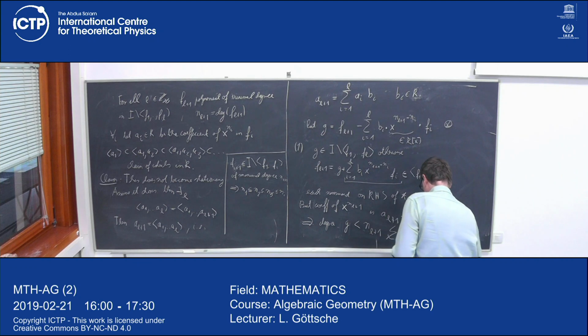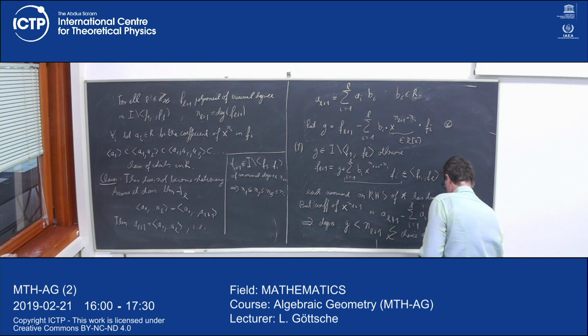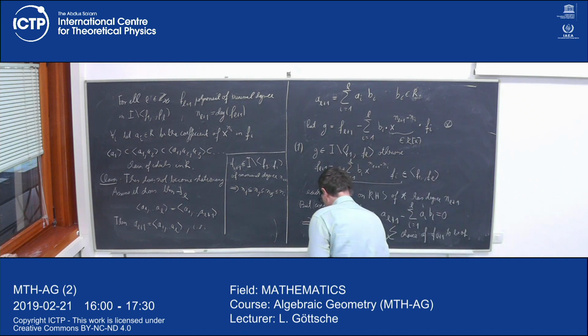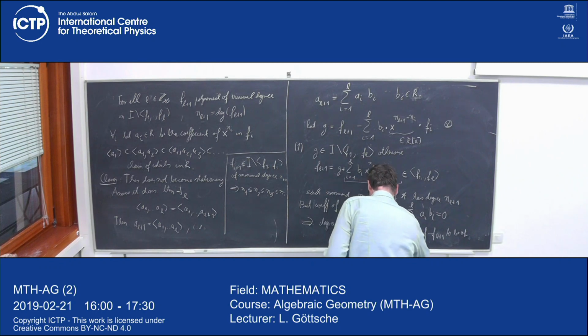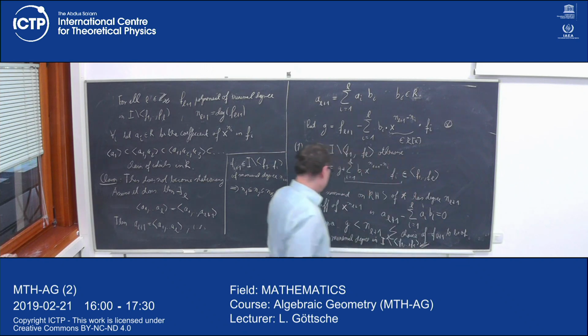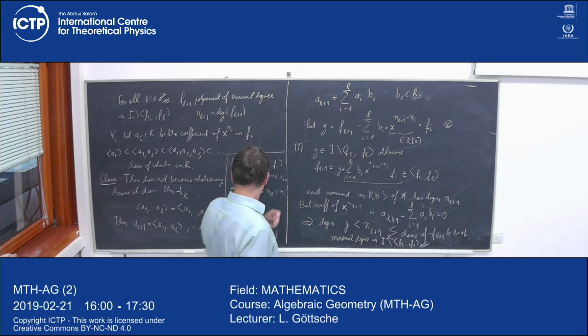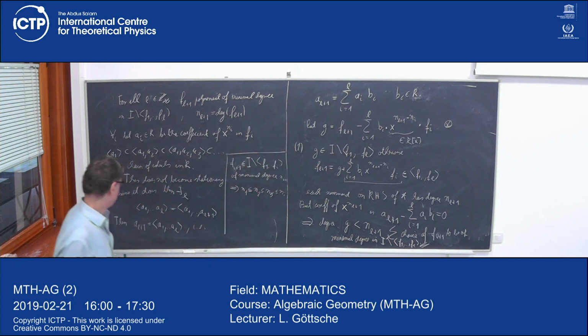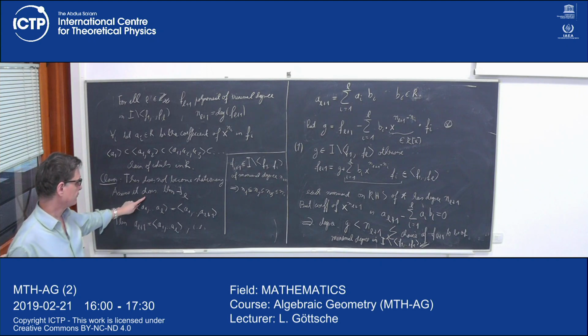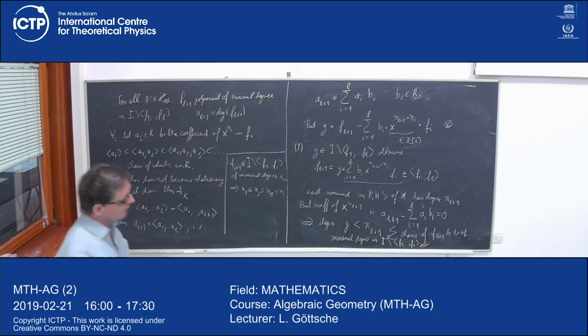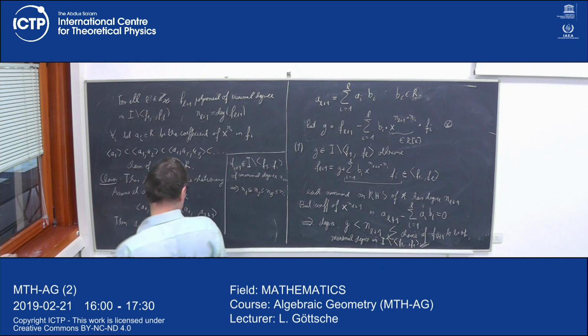It's a contradiction to our choice of f_{l+1} to be of minimal degree. Okay, so this contradiction shows that we have to conclude that our assumption here was false, namely that the chain did not become stationary, and thus R is not Noetherian. Okay, so that's the proof.